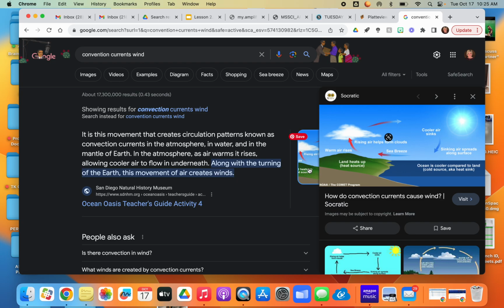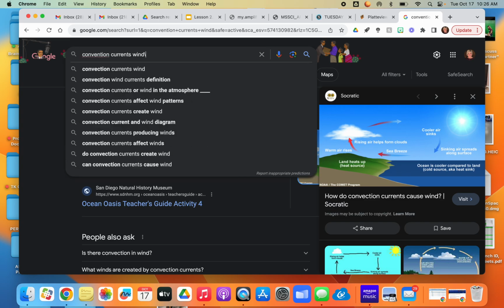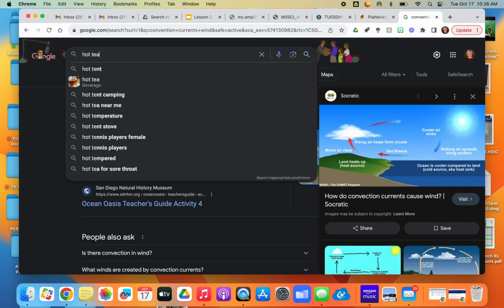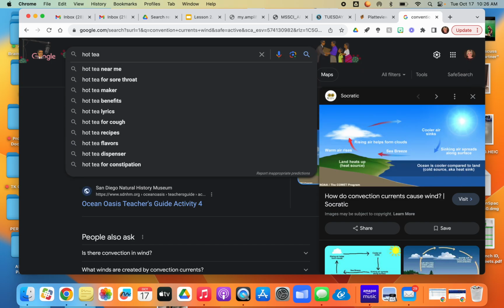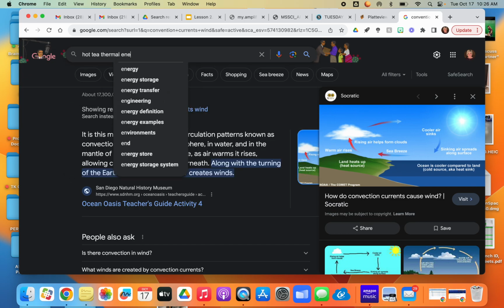If you just think about warm air rising and cool air is going to fall, or it's going to go lower. If I have a cup of hot tea, where is that? Hot tea, thermal energy.